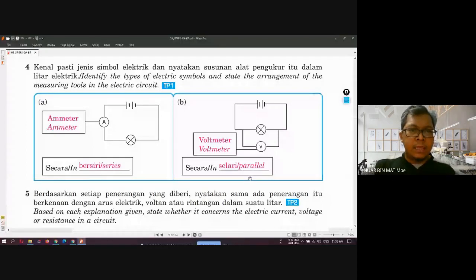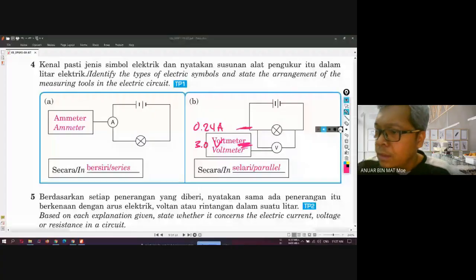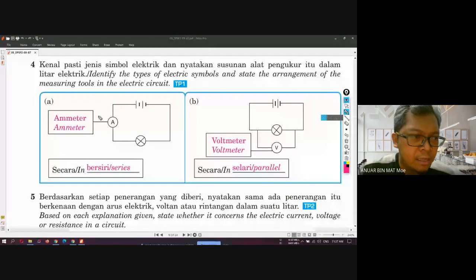So, the electrical symbol we will learn later, in the next topic, but at least you know the symbol. I will explain it now. This is the symbol of an ammeter. Inside the circle, we have a big letter A, meaning that this is the symbol of an ammeter.